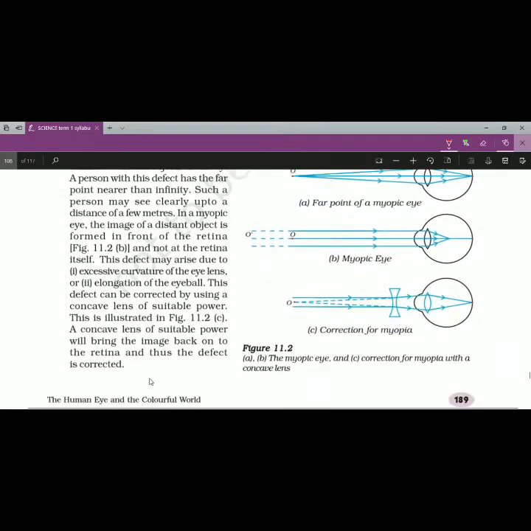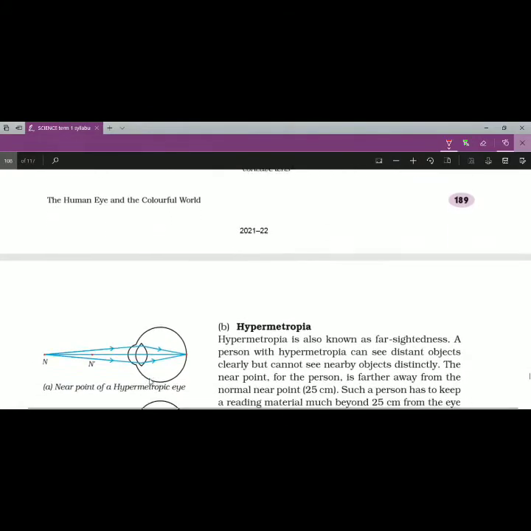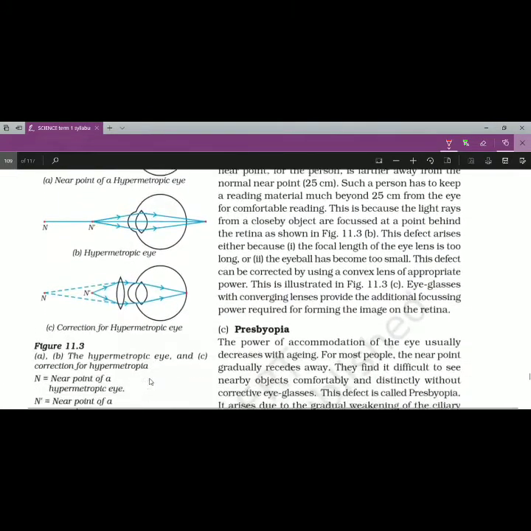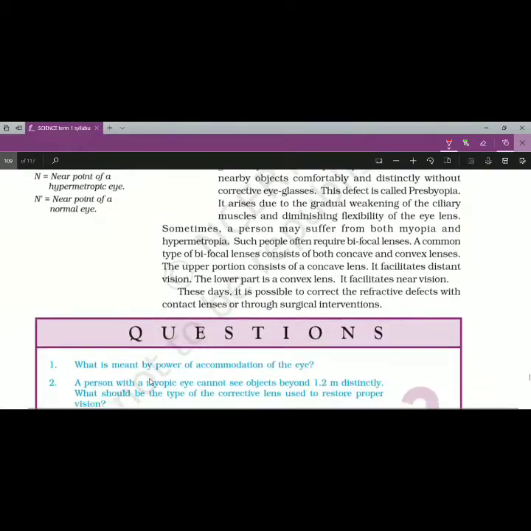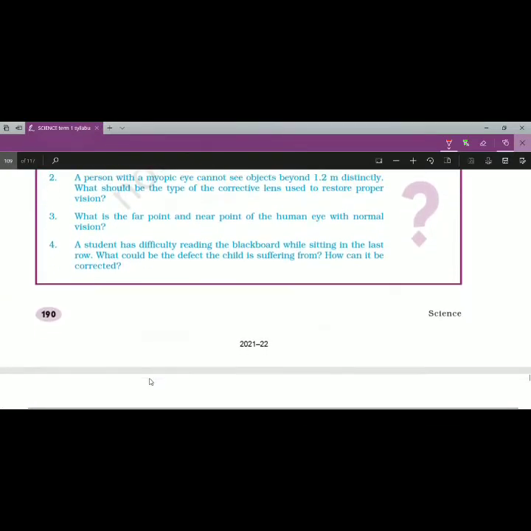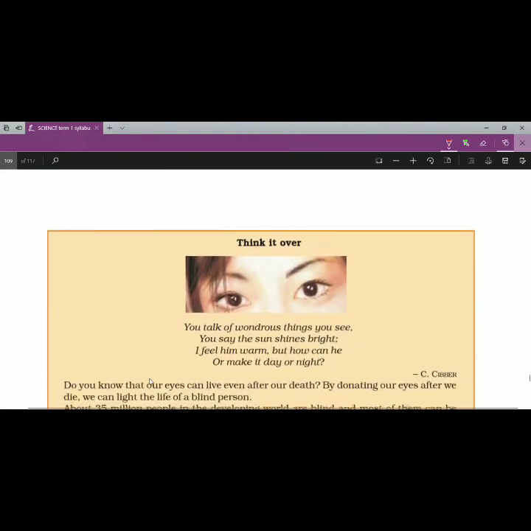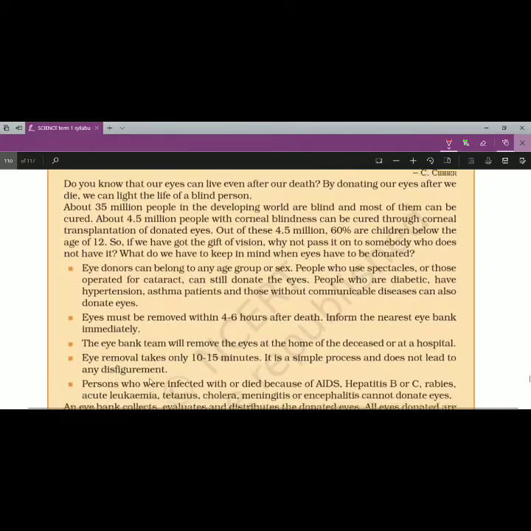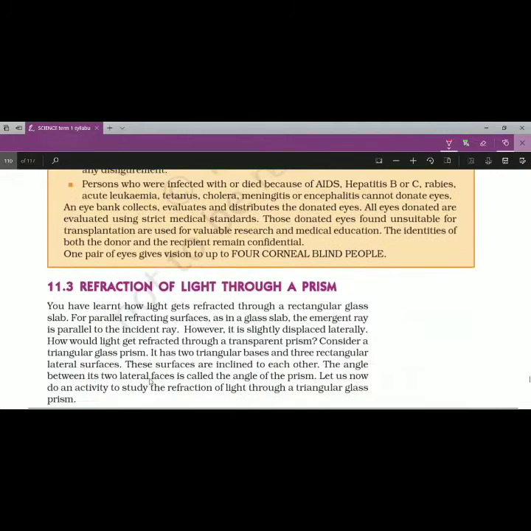Myopia, defects of vision जो भी थे, myopia, hypermetropia, presbyopia related diagrams, all you have to skip because it is not in your syllabus. And then blue questions you can also skip. syllabus में आएंगे तो फिर क्या करोगे करके, ये भी नहीं करना आपने. जो मेन चैप्टर स्टार्ट करना अपना यहाँ से करना है.